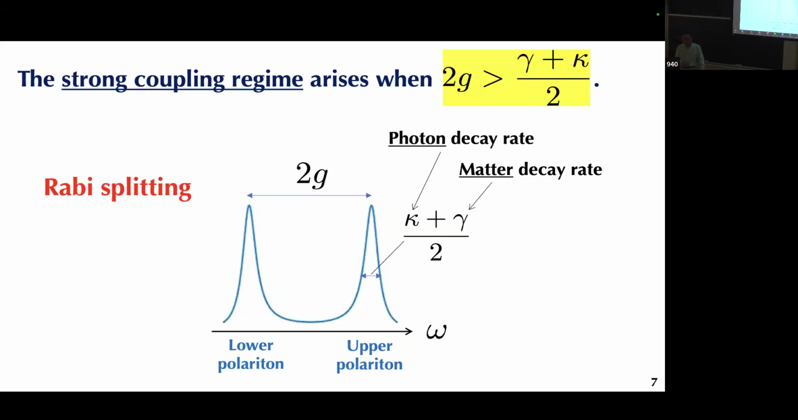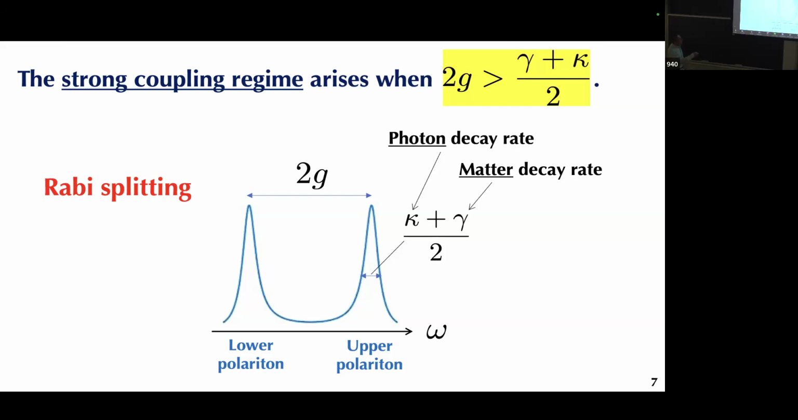The photon decay rate is related to the Q factor, and so the photons confined in the cavity can eventually decay out of the cavity. So the larger the kappa, the smaller the Q factor, the quality factor. Gamma is related to the scattering rate, decoherence, and phase-destroying scattering processes, which can be very fast in condensed matter systems. But together kappa and gamma will give you a certain linewidth.